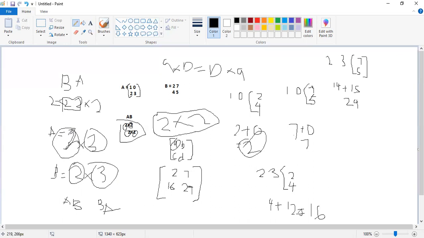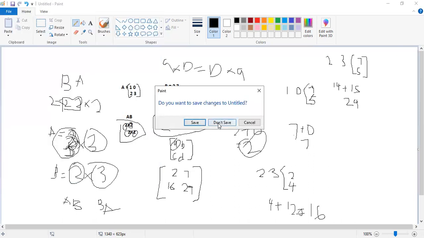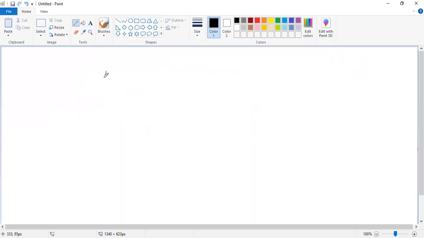So let's say that A was 3. Sorry, and my board is cluttered. So let me use a new board. So let's say A is a 3 by 2 matrix, and let's say B is a 2 by 3 matrix.